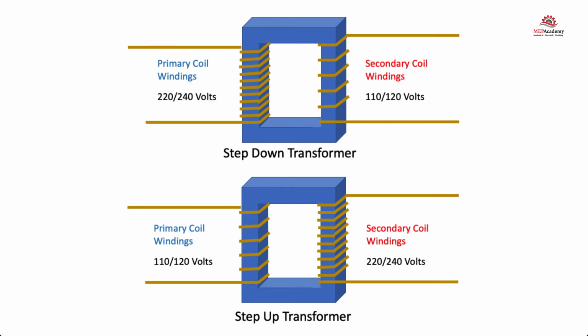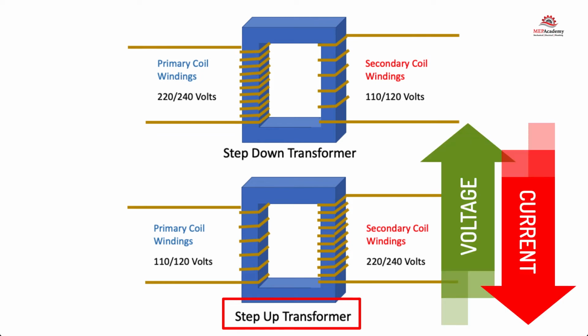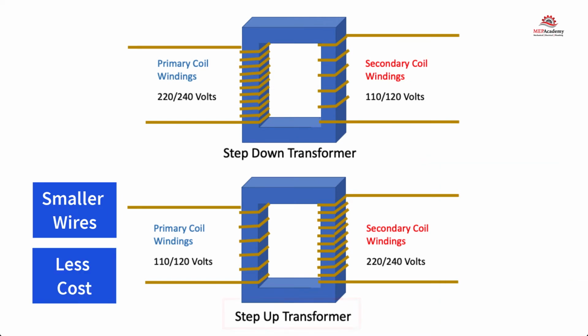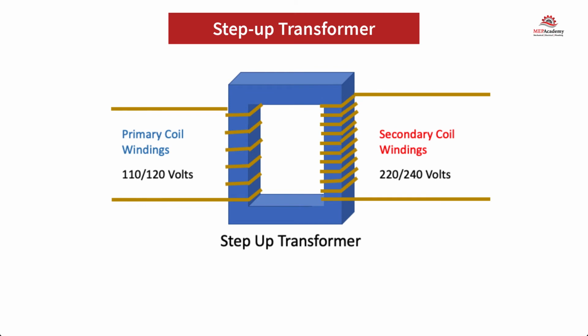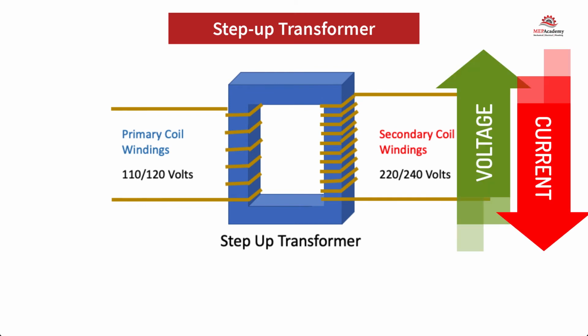Step-up and step-down transformers. We mentioned that the voltage at the power plant is stepped up to increase the voltage for greater efficiency when transferring the power over long distances. This is because higher voltages require less current or amps, which means smaller wires for transmission, which equals less cost for transmission. The step-up transformer increases the voltage while decreasing the current.